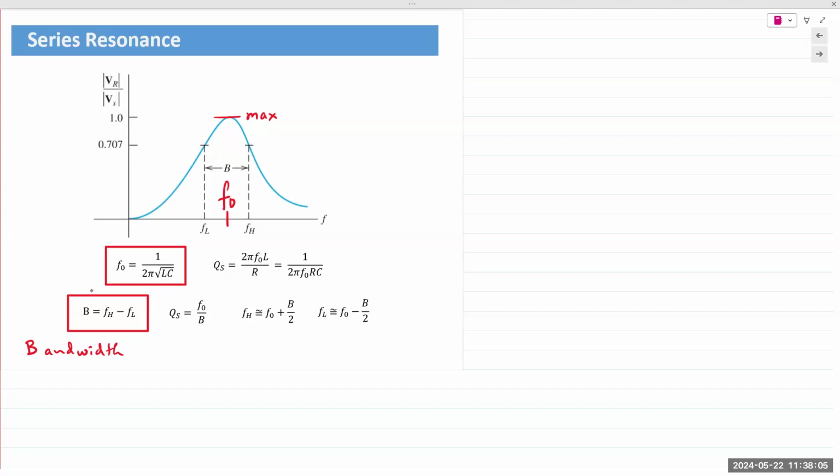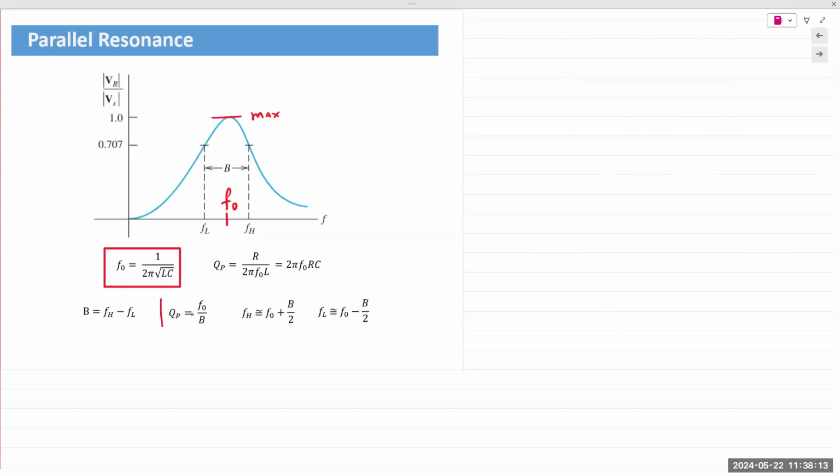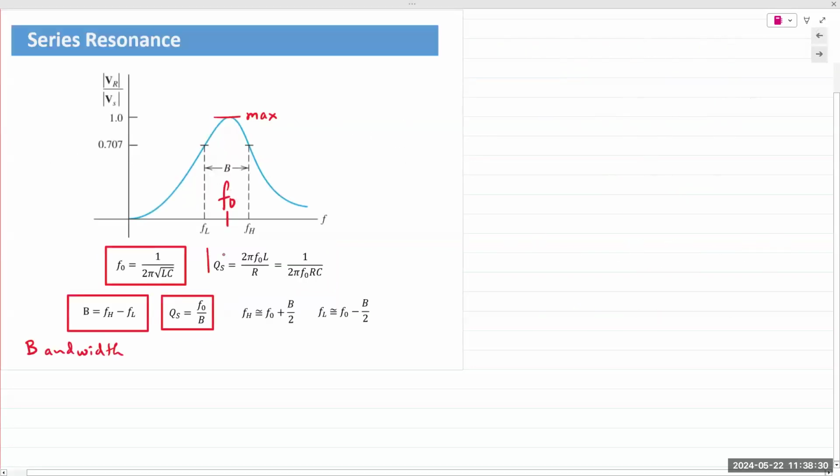Okay, so that's bandwidth. And then QS, of course, the S stands for series and P stands for parallel. So it's the same equation, but in terms of the components, the equations are reciprocals of each other. So QP in terms of R, L and C is given here. And for QS, it's the exact opposite. It's the reciprocal of the exact same equation. Of course, you don't have to memorize any of these equations.